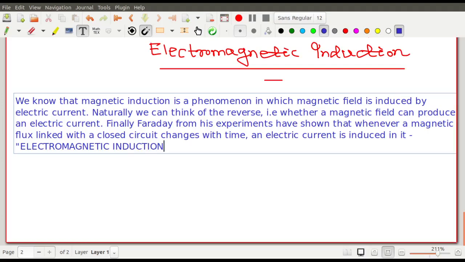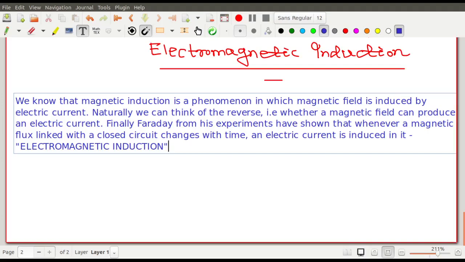So previously, current produces a magnetic field, that is magnetic induction. The B vector is sometimes called the magnetic induction vector. And here we are trying to understand electromagnetic induction. Whenever the magnetic flux linked with a circuit changes with time, some current is generated in that circuit, and that is what is known as electromagnetic induction.